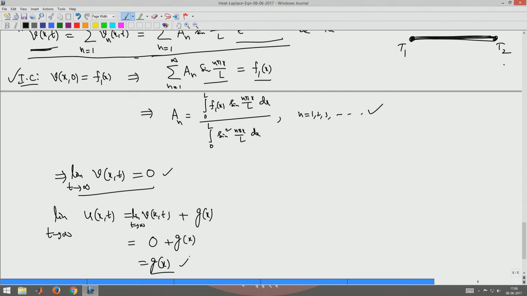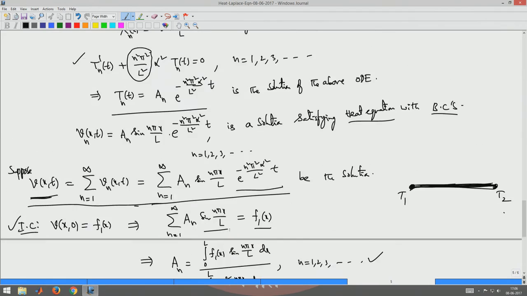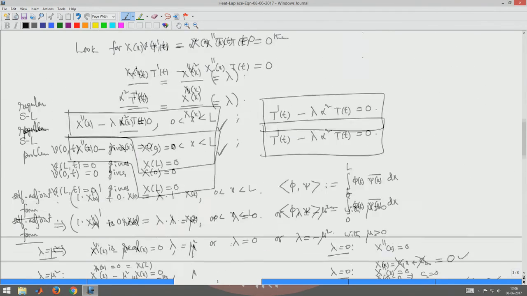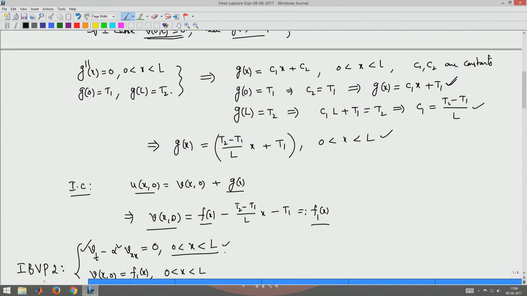So what is g of x? It reaches the steady state. With T1 here and T2 here, in between you simply have a steady state solution, so it varies linearly. So g is a linear function, that is what we have seen. You can see that when you put x equal to 0 it is T1, and at x equal to L it is actually T2.